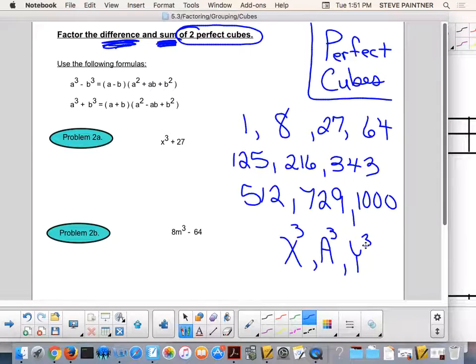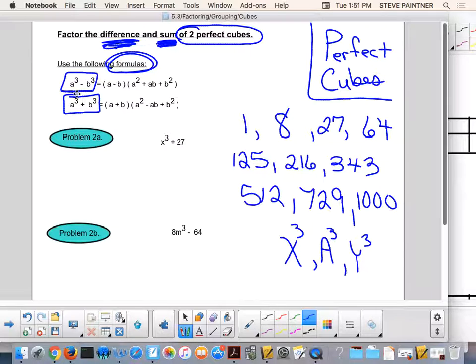I have to erase that because I need some room to work. Here's the nice thing about the sum of two perfect cubes and the difference of two perfect cubes. They're just formulas. Now, if they're just formulas, then we just have to know which one we're looking at. This is called the difference of two perfect cubes. This is called the sum of two perfect cubes.